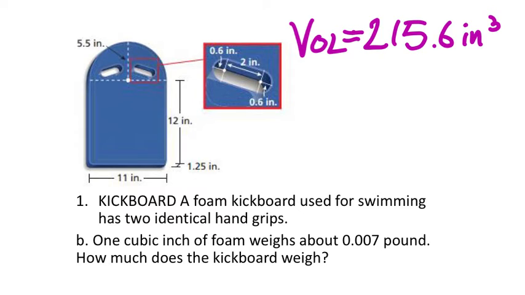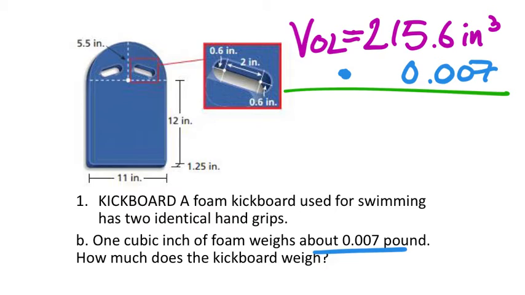Well, that means every one of these cubic inches is this much in weight, 0.007 pounds. Which, if we go back, this should take us back to the foundations of multiplication. It tells us how many groups of something else there are. In this case, there's 215.6 groups of 0.007. So that means I'm going to multiply these two values, 215.6 times 0.007. Of course, we're just going to put it in the calculator. And this will be the weight of this kickboard.